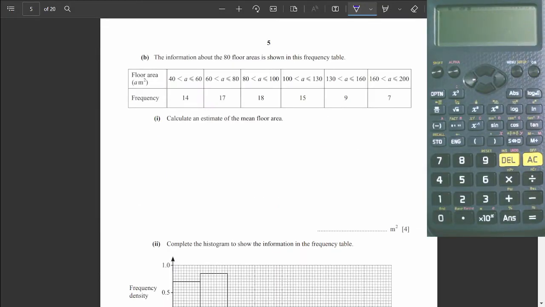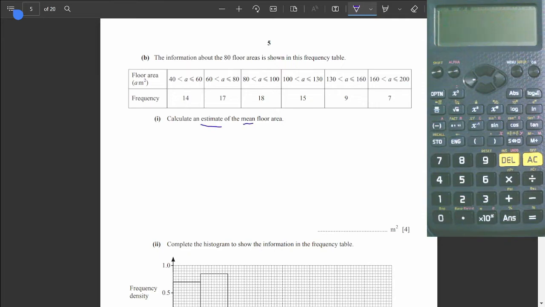Right, question 2b. We need to work out an estimate of the mean. Remember, mean is where we have to add everything together and divide it by how many there is. And what is everything we have to add together here? The floor area. We get it all together and then divide it by how many floor areas there are. Here we go. Now, there is 14 houses with a floor area between 40 and 60 meters square. Now, we don't know exactly what is the floor area of those houses. That's why we're going to have an estimate.